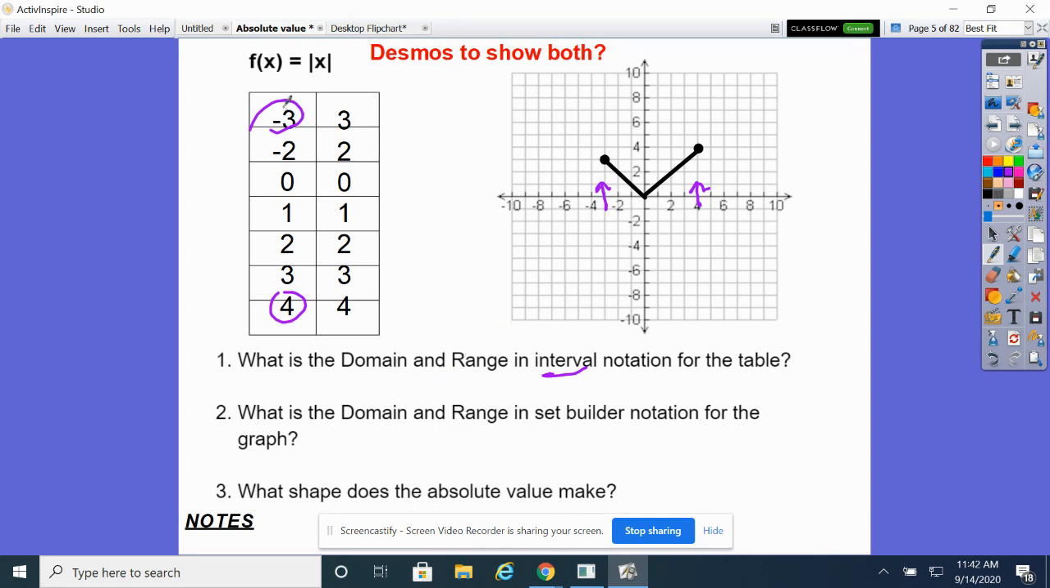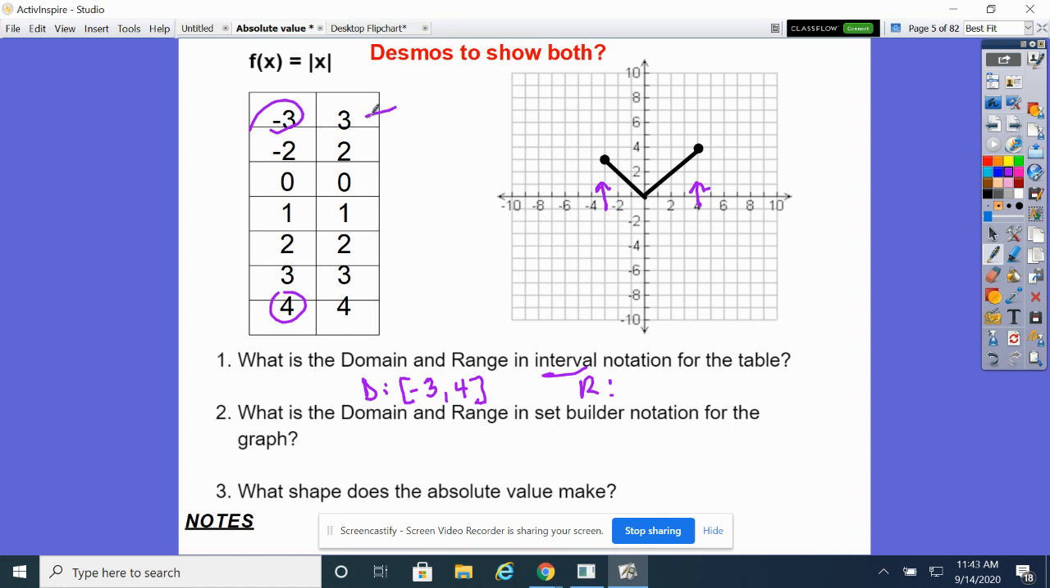The domain stopped at -3, or I should say started. That's included in the table and on the graph, so I'm using brackets here. Then it went all the way up to +4, so no infinities in this one. Had a starting point and a stopping point. The range, kind of similar. How low did this thing go?